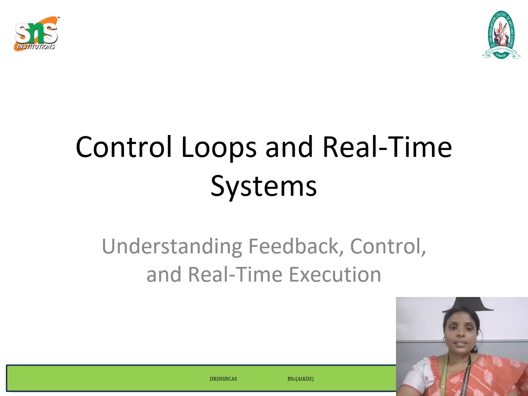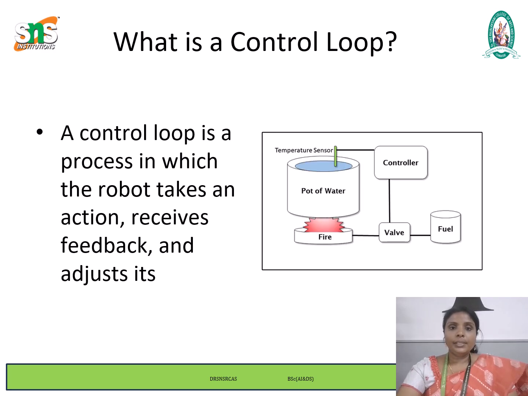Today we are going to discuss control loops and real-time systems. First, we see what a control loop is. A control loop is a fundamental concept in automation and robotics that allows a system to monitor and adjust its behavior to reach a desired goal.